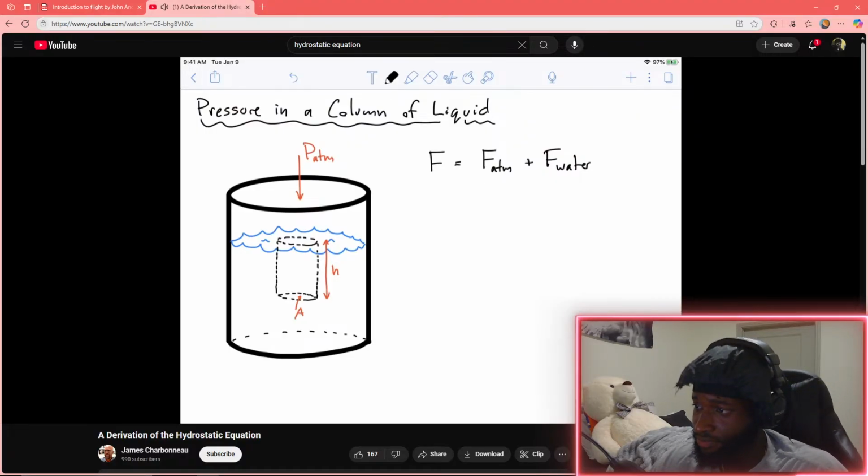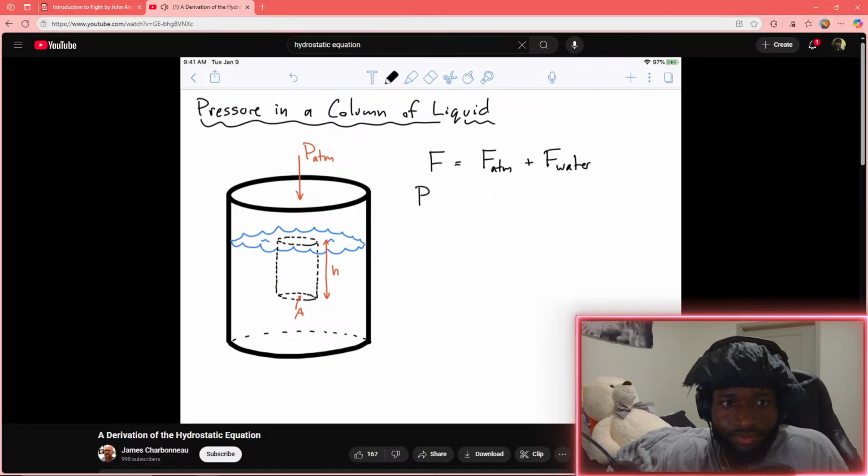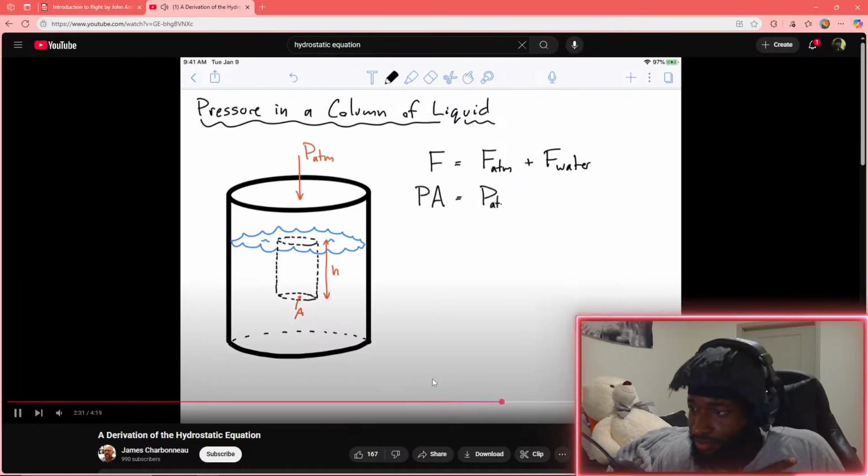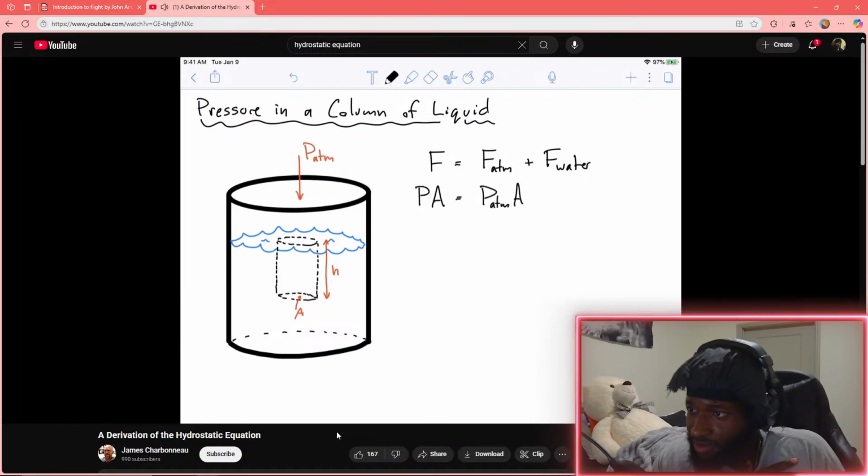We know that force and pressure are related through the equation: pressure is defined as force divided by area. So I can write this all in terms of pressures. This is equal to the pressure times A. This atmospheric force is equal to atmospheric pressure times the A on the top of that cylinder. And the force of the water is equal to the mass of the water times g.